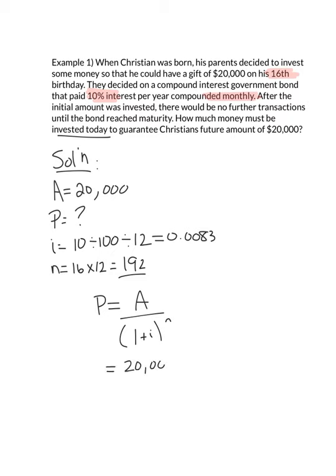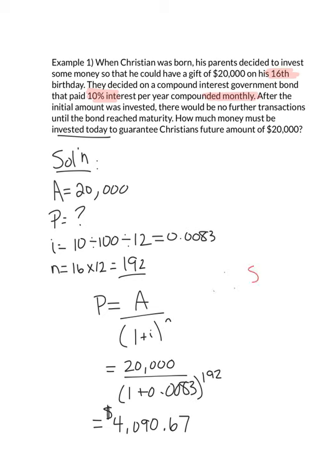So 20,000 divided by 1 plus 0.0083 to the power of 192 is $4,090.67. Therefore, if his parents invest $4,090.67 today, they would have $20,000 in 16 years.